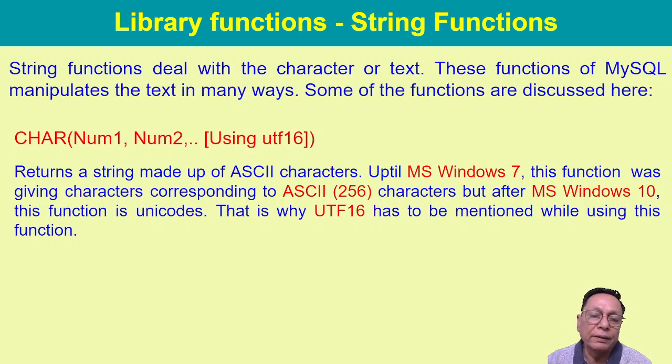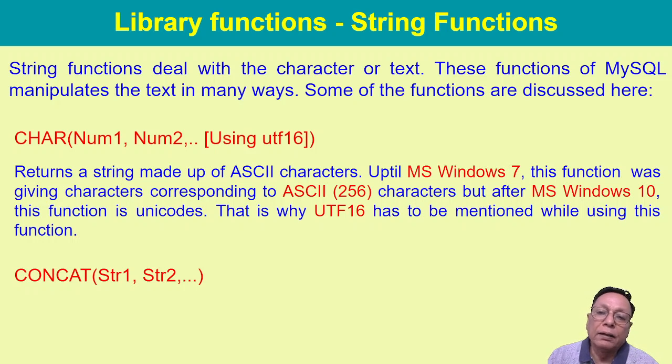So if you give a character, say char 65 USING UTF-16, it will give capital A, and if you give 65 comma 66 and include USING UTF-16, then it will give you AB. And if you omit USING UTF-16, the char function doesn't give the proper output, or it produces hexadecimal codes. And that is why this becomes mandatory. If you are using Windows 10, you will have to use USING UTF-16.